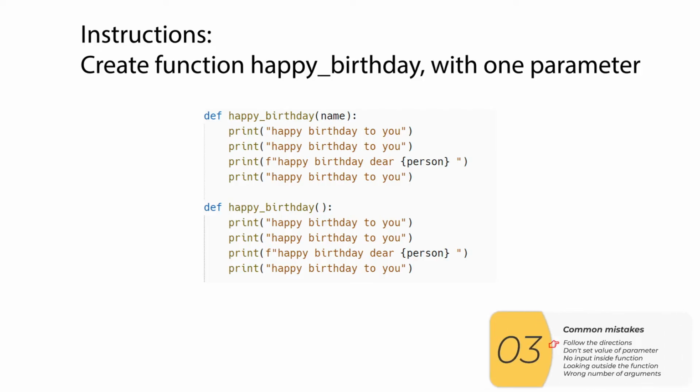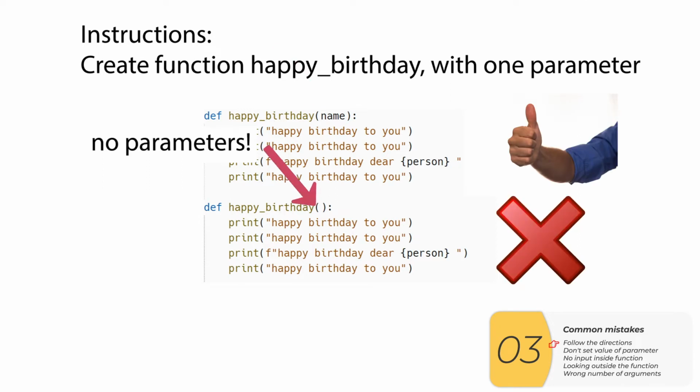Alright, common mistakes. The first most common mistake is not to follow directions. If you get an internship at some tech company, they're not going to let you loose on the whole code. What they're going to say is, write me a function with this many parameters, and you have to follow those instructions exactly. When we say, write me a function called happy birthday with one parameter, you need to do that exactly. So the first one is correct, but the second one has no parameters and is wrong.